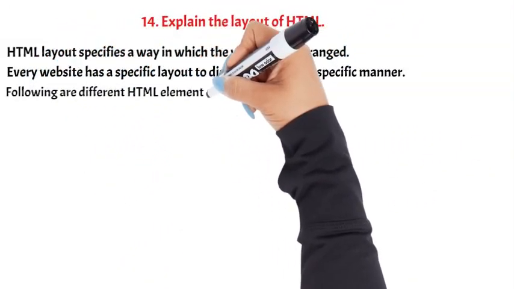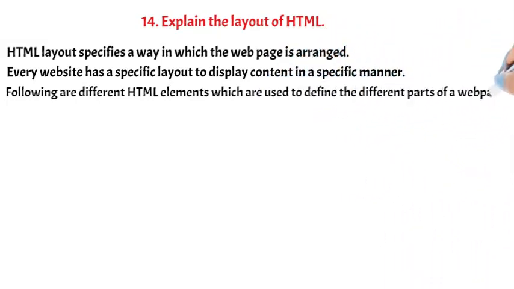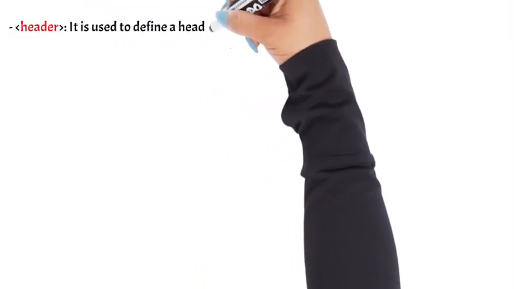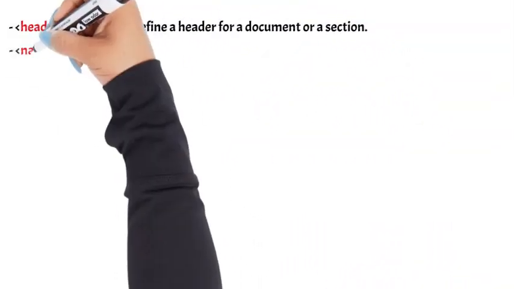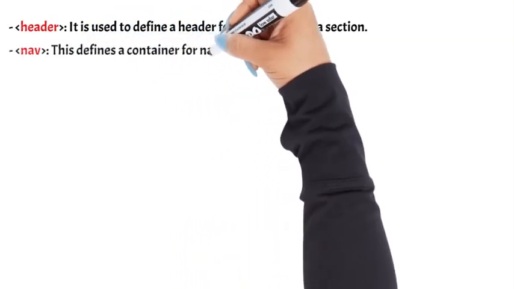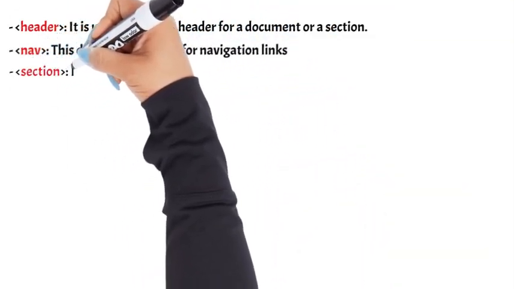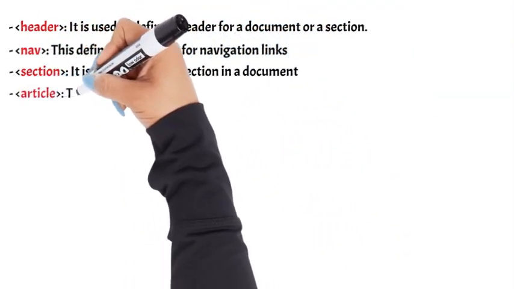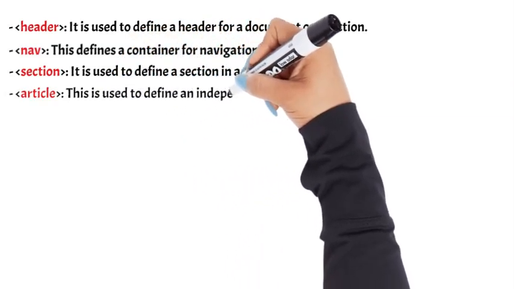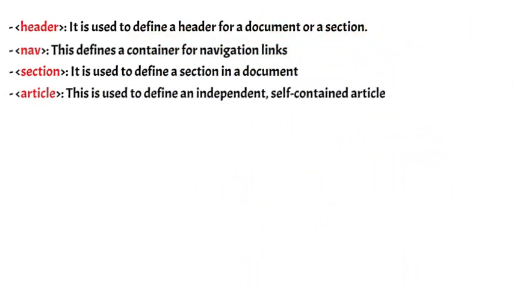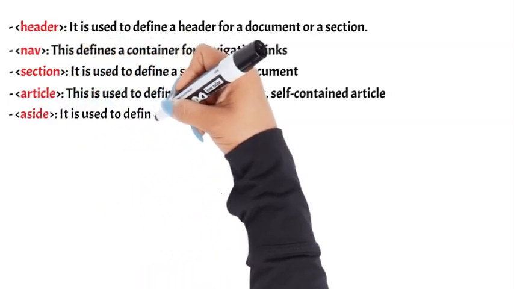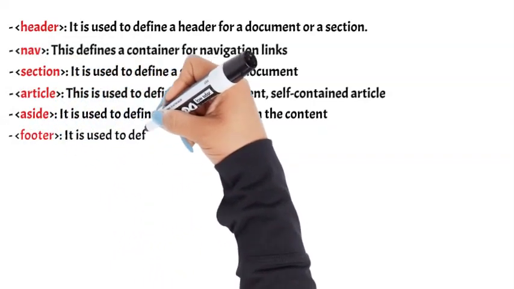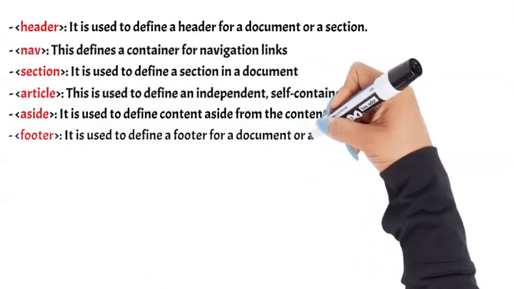Following are different HTML elements which are used to define the different parts of a web page. <header>: it is used to define a header for a document or a section. <nav>: this defines a container for navigation links. <section>: it is used to define a section in a document. <article>: this is used to define an independent, self-contained article. <aside>: it is used to define content aside from the main content. <footer>: it is used to define a footer for a document or a section.